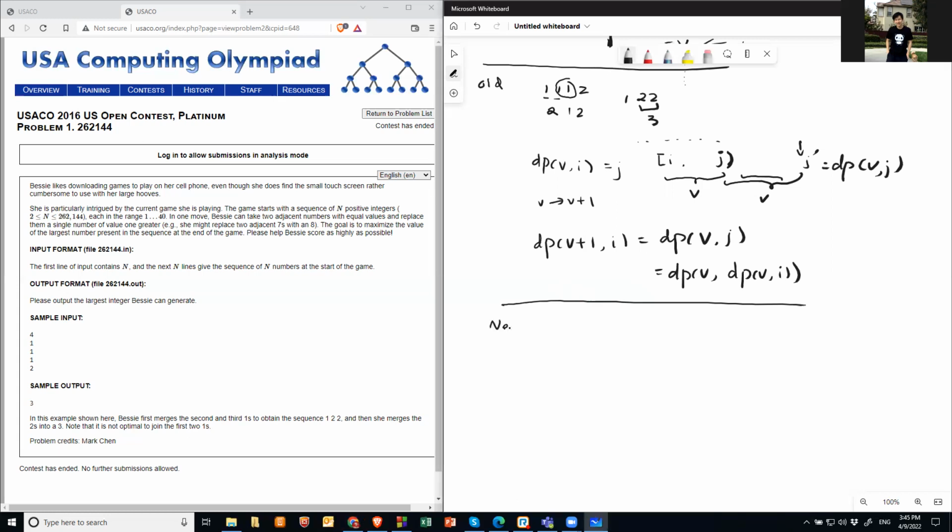So this new problem. They want to figure out how many of those there are. If each time, let's say for a value of v, you have this much.